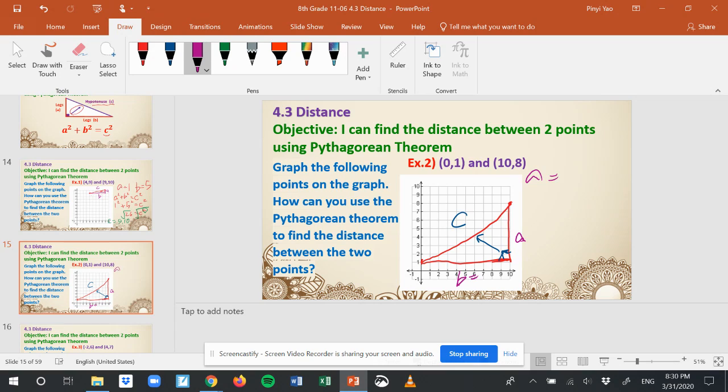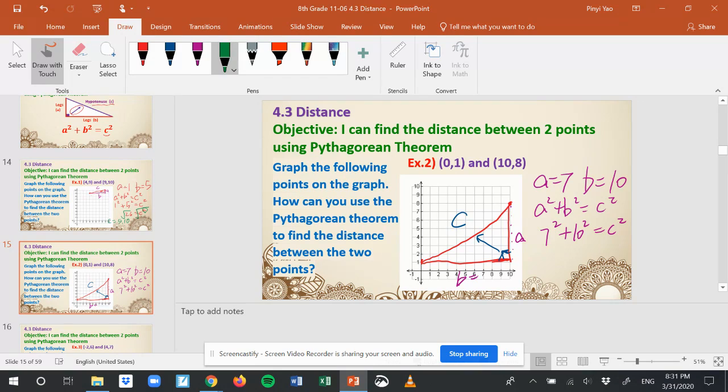So my A is 1, 2, 3, 4, 5, 6, 7. My B is from 0 to 10, so 10. Equation is right here. A squared plus B squared equals C squared. My A is 7, so 7 squared. My B is 10, so 10 squared equals C squared. And 7 squared is 49. 10 squared is 100. So together that's 149 equals C squared.